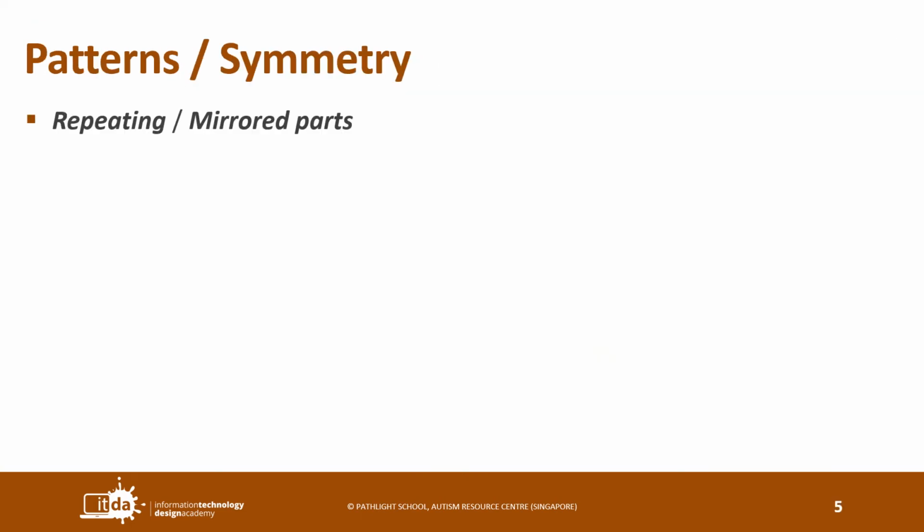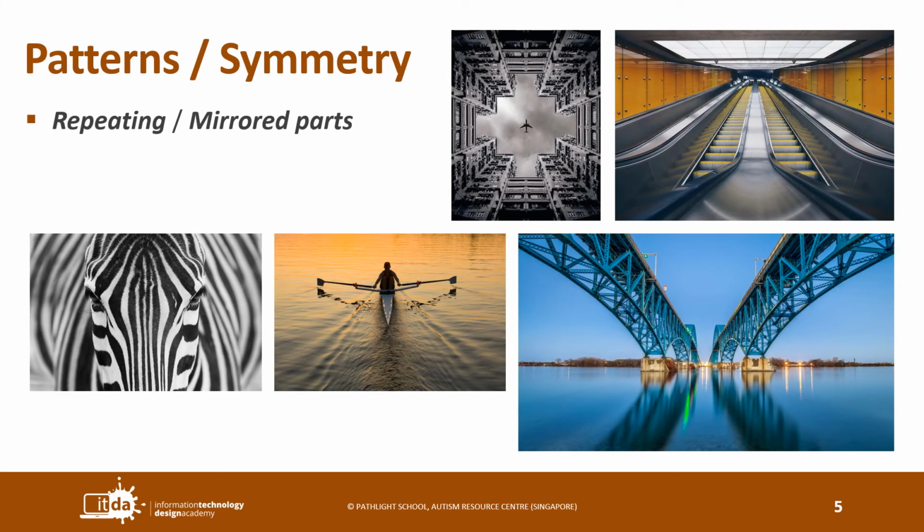The next composition rule we're going to explore today is patterns, or you can also look at symmetry, which is another composition rule. Patterns basically mean repeating parts. So look around in your environment. Are there things that tend to repeat themselves? It could form a pattern. Symmetry, on the other hand, is patterns that are mirrored. So there is a copy of the exact same one on the flip side.